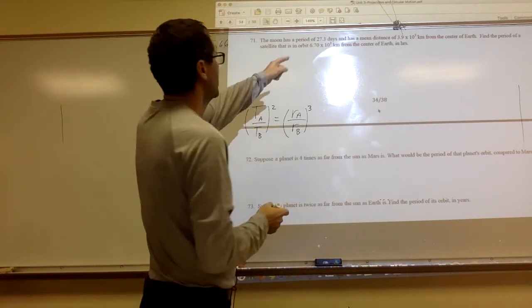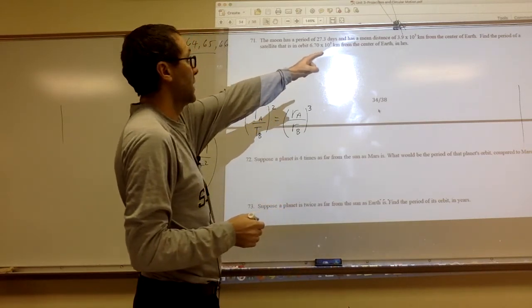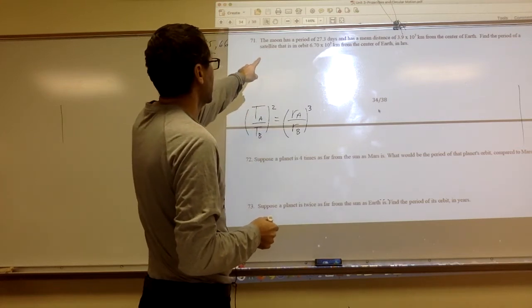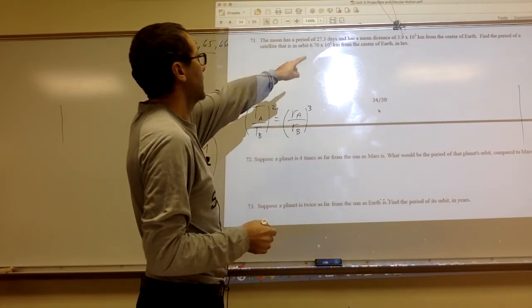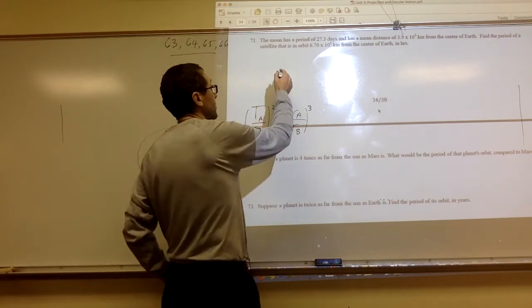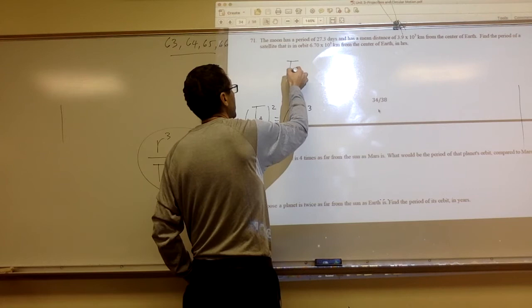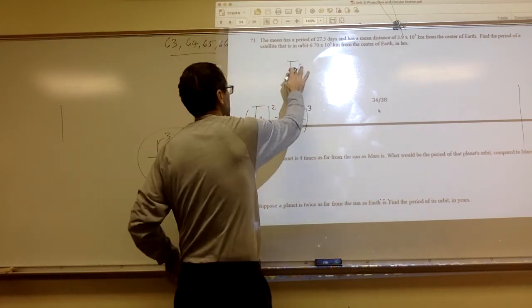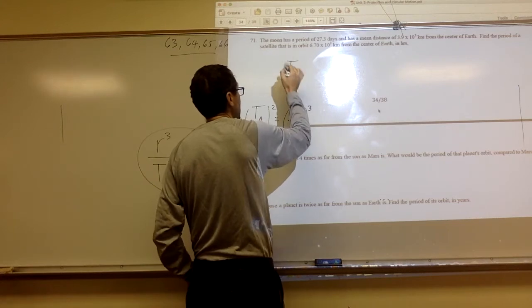The moon has a period of that much and has a mean distance of that much from the center of the Earth. So we'll make sure we change that to meters. Find the period of a satellite that is in orbit that high, or that distance from the center. So this is what I'm going to do. T, we're trying to find what? The period of the satellite. So I'm going to put satellite on top, just to make the algebra easy.